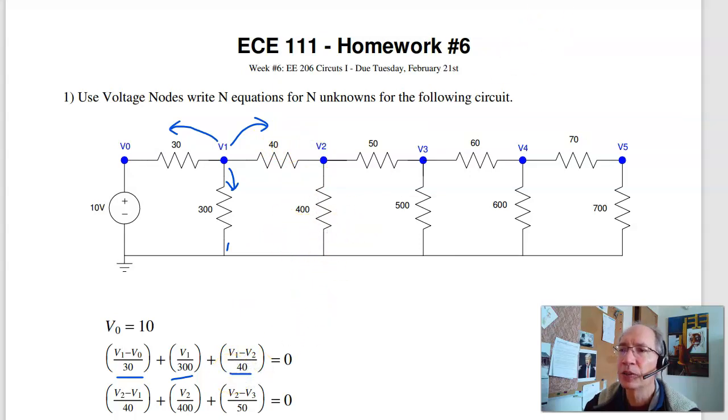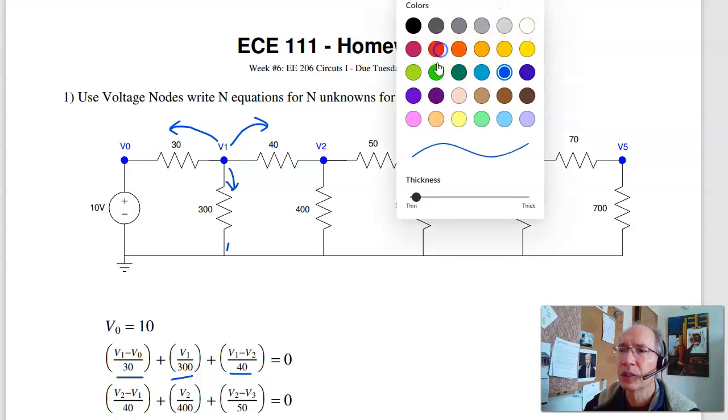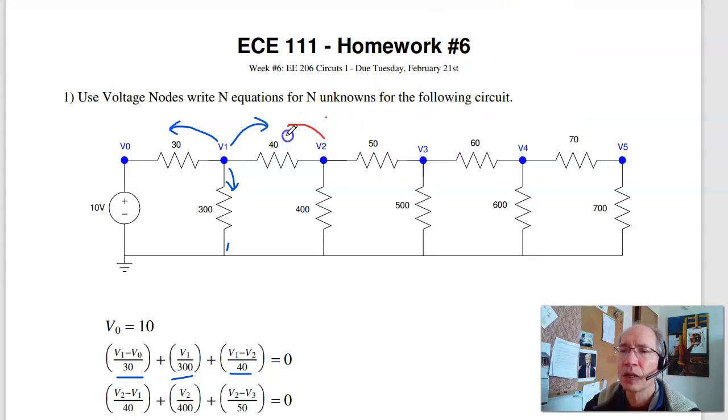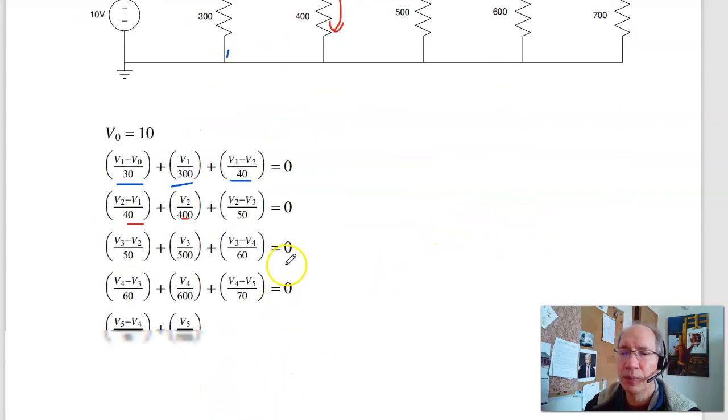At node 2, current left, which is V2 minus V1 over 40, plus the current down, V2 over 400, plus the current right, V2 minus V3 over 50 equals 0, and so on. When you're all done, I have 6 equations for 6 unknowns, and a check.